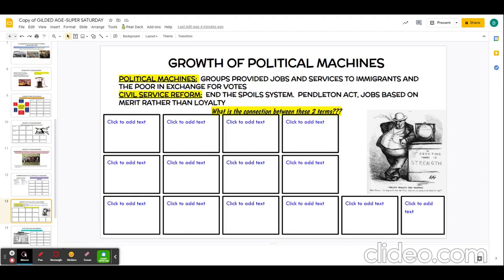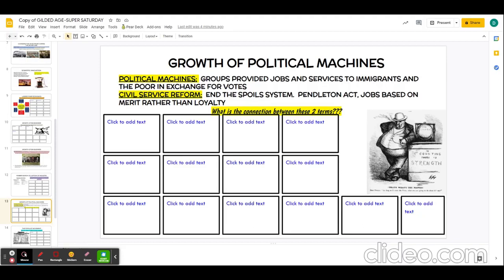Boss Tweed wasn't the mayor. He wasn't the governor. He held no government office, but he ran that city through his political machine, offering jobs and services to immigrants and the poor in exchange for votes, rigging elections, taking money, putting his friends in charge all over the place. The civil service reform through the Pendleton Act is going to begin to solve that problem.